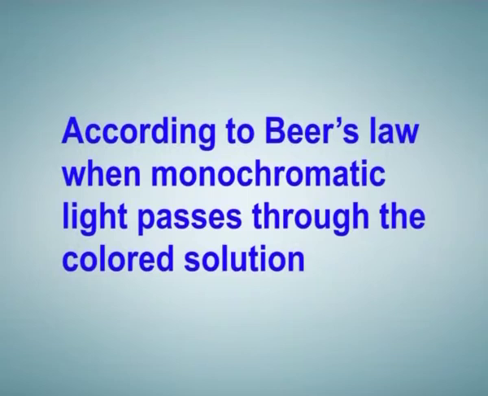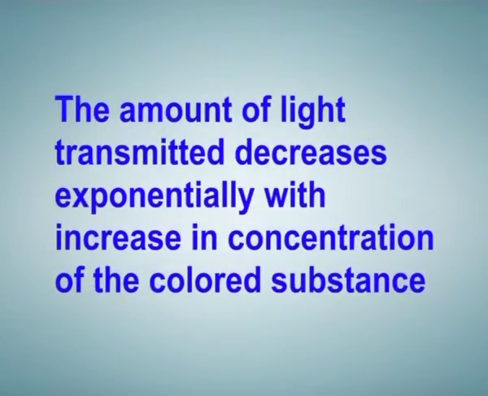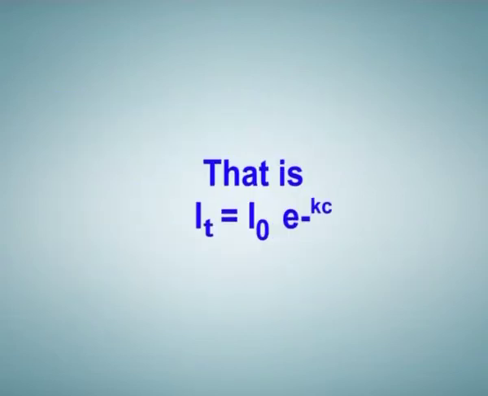concentration. Beer-Lambert's law. According to Beer's law, when monochromatic light passes through a colored solution, the amount of light transmitted decreases exponentially with the increase in the concentration of colored substance. That is, It = I0 e^(-kc).